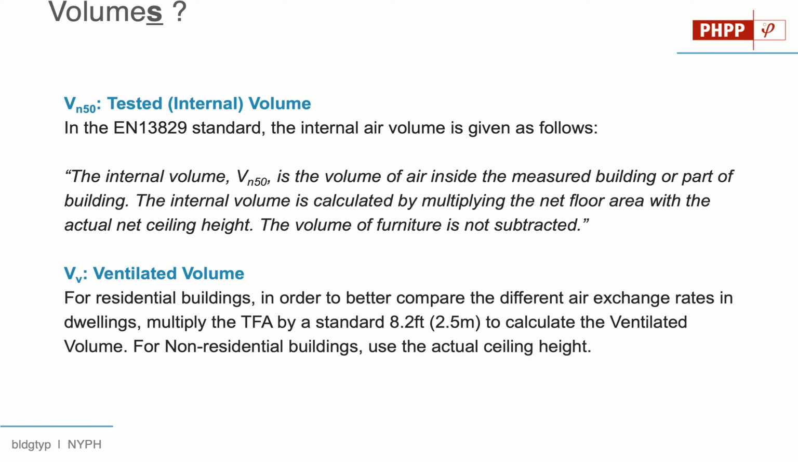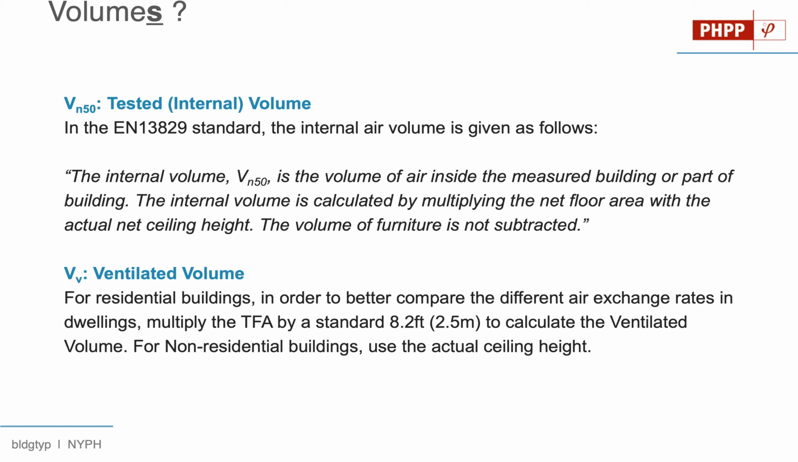In particular, we're going to use that V n50 when it comes to doing things like testing the building's airtightness during the blower door test. But when we're designing our ventilation system to ensure that we have healthy and comfortable interior air, well, maybe we would use the V sub V, the ventilated volume, as the reference for those purposes. So we actually have two different reference volumes that are used in different places in different ways in the PHPP. I know, it's silly to have multiple reference volumes of the same building, but such is the way of it.